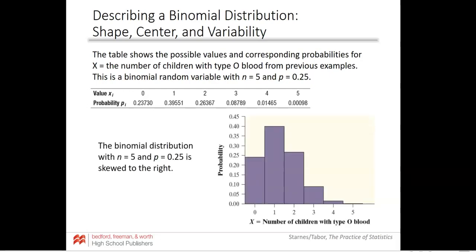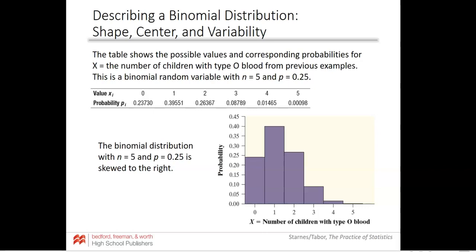If we graph this on a histogram, just taking those data points, you can barely even see it, but at 5, there's a 0.00098 chance. So there's a very small bar there. But 1 was the most popular answer, 39.5-ish%. So it's just a picture of the distribution: if you have 5 kids, that's what the distribution would look like as far as the binomial distribution of that one.